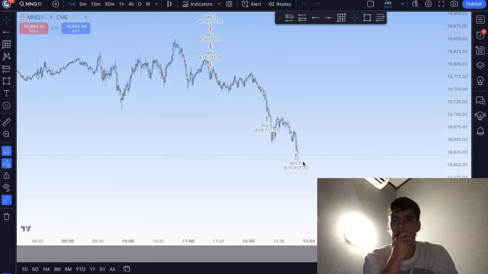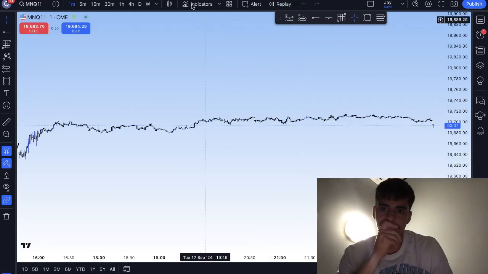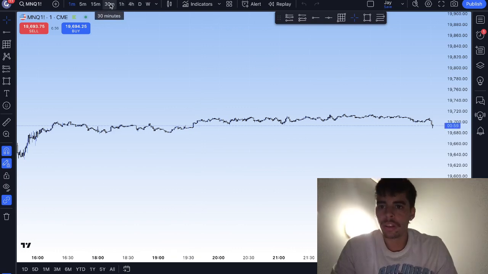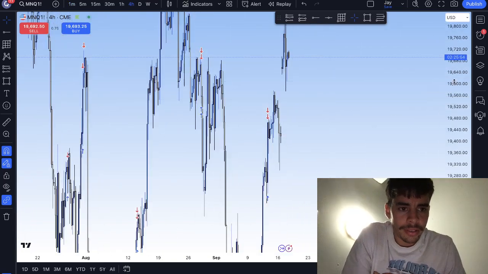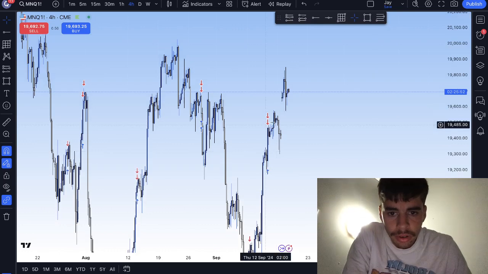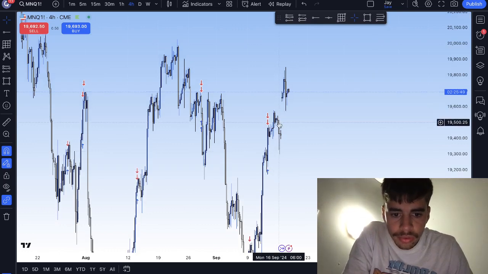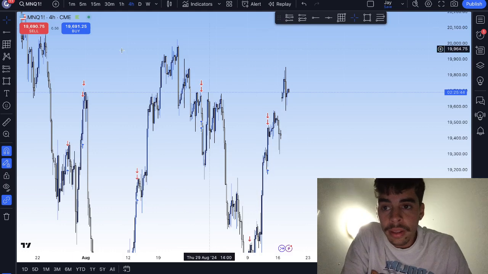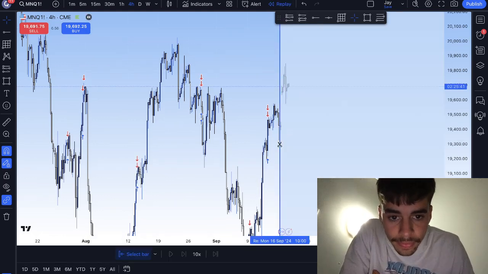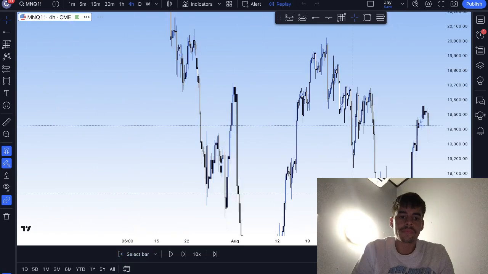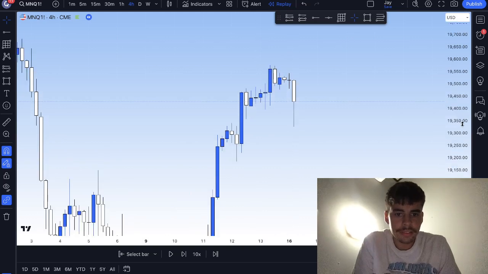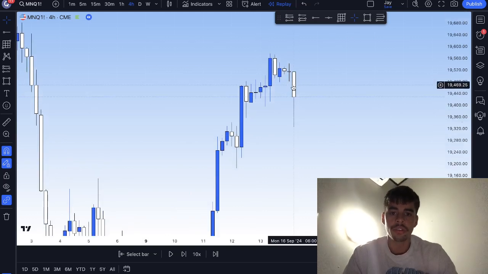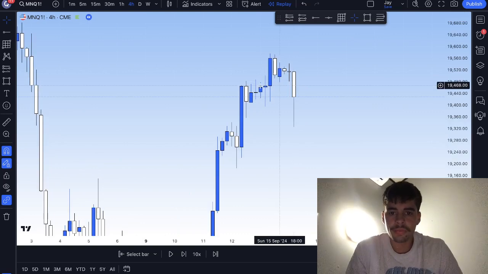Alright, let's go back to another New York Open. How about the day before? Where are we? Okay. This is the 6 o'clock candle. It hasn't formed yet, so let's just mark out what we see.